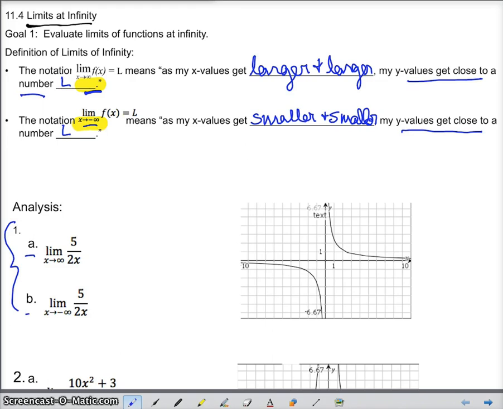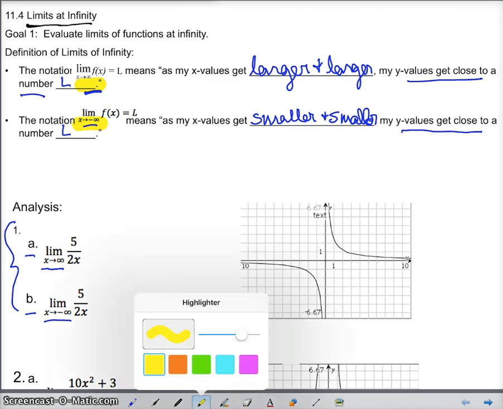So first I would like for you to analyze, number one, function A and function B. Function A and function B have both been graphed over here for you to the right. Function A is 5 over 2x. Function B is the same, but you'll notice that A is asking for the limit as x approaches positive infinity, and B is asking for the limit as x approaches negative infinity.